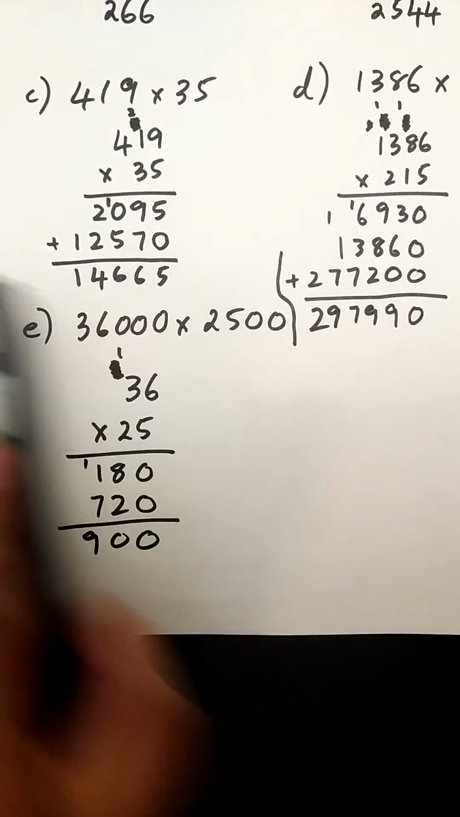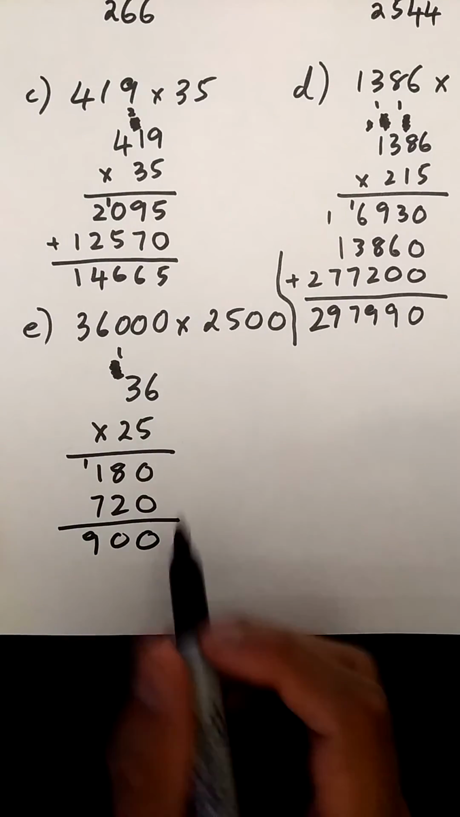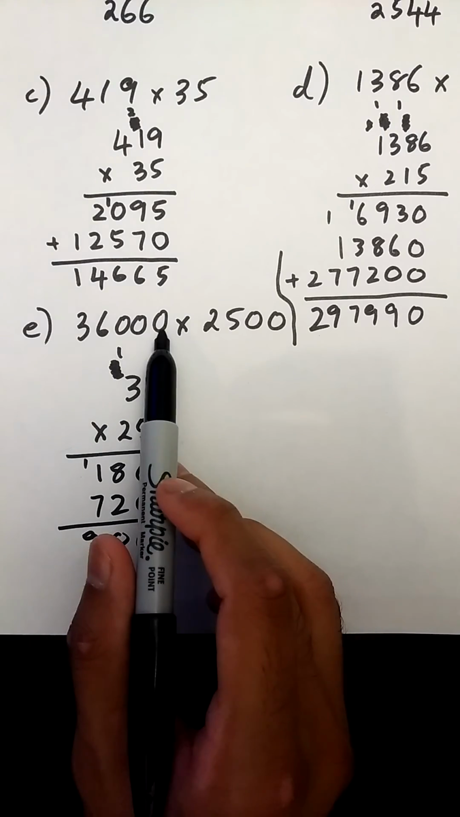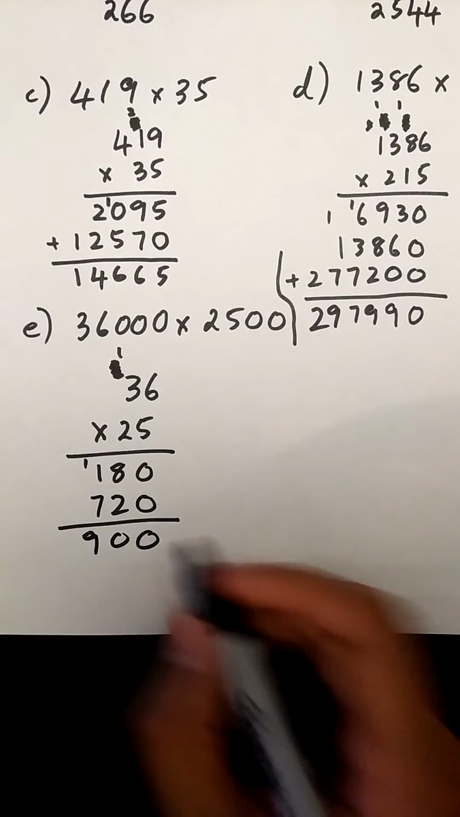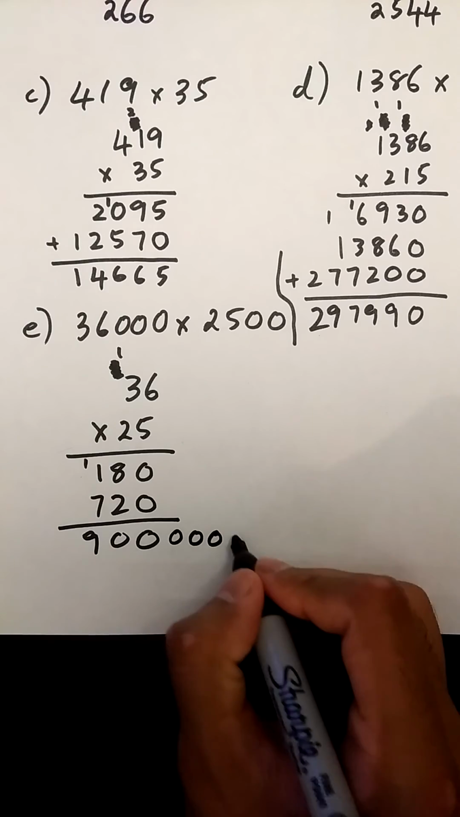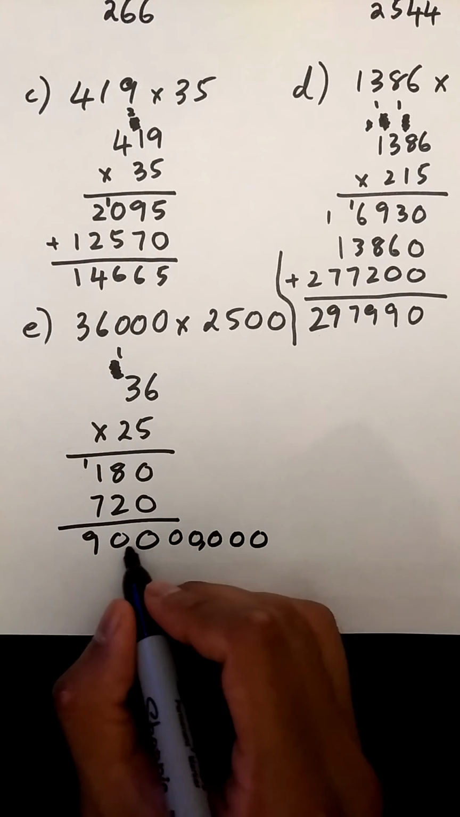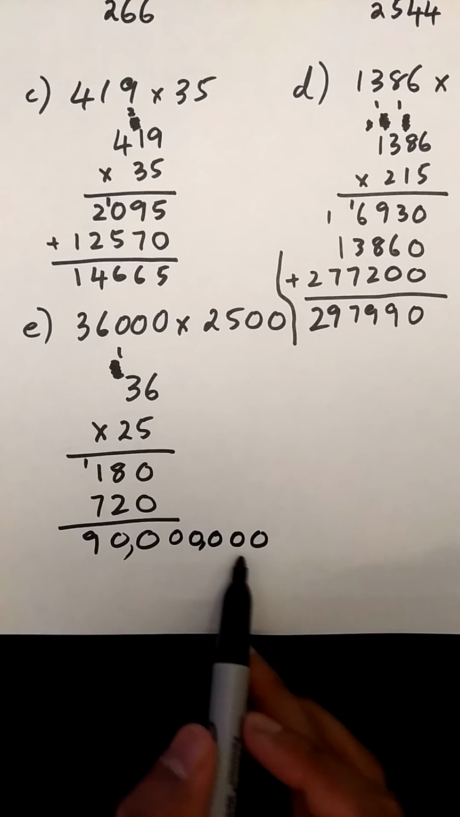900. And then once you get your final solution, you can add all the zeros that you left out. So in this case, I'm going to add 1, 2, 3, 4, 5 zeros to my solution. If you want to put commas, you can read that number as 90 million.